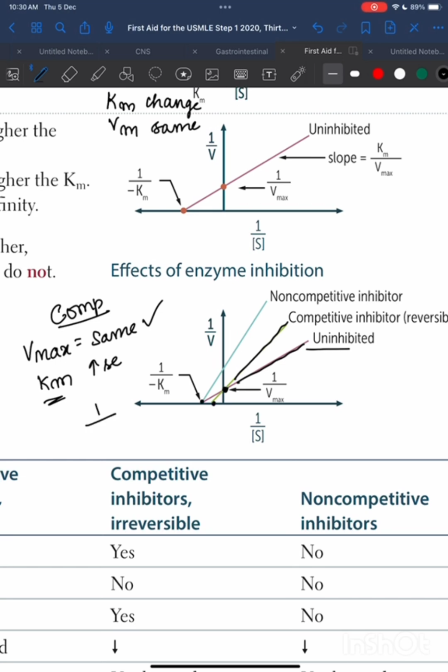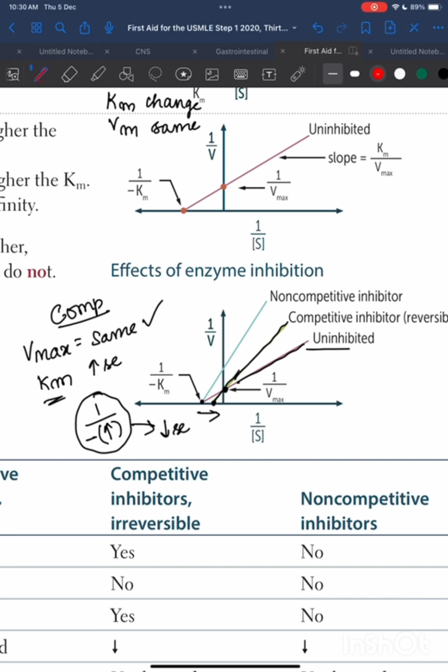What happens if Km increases? Negative of 1 by Km, it increases. So the total amount will decrease, right? The number will decrease, so it will come to the right side of the graph. So the point comes to the right side. That means Km is increasing. So the line will be like this.